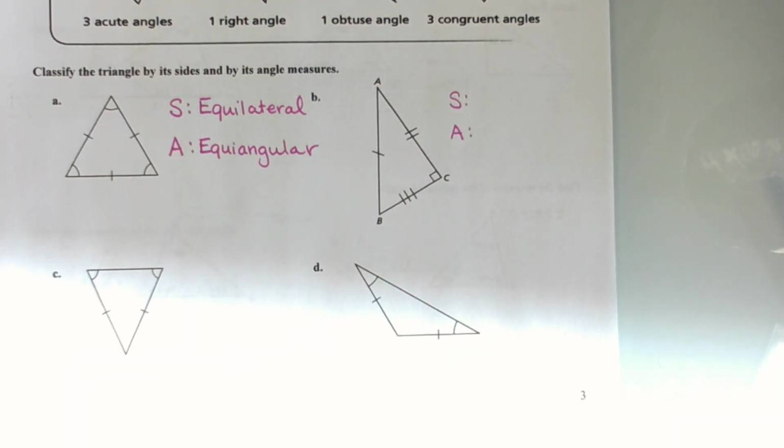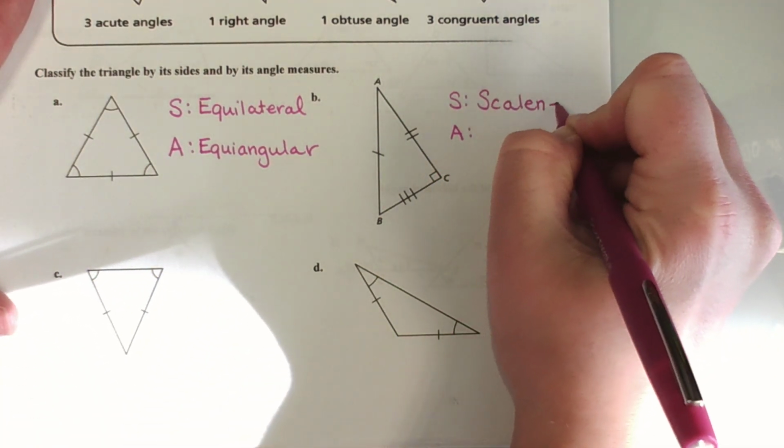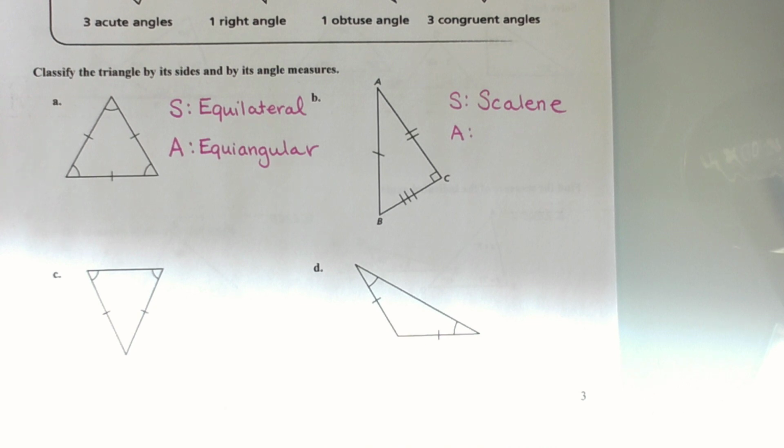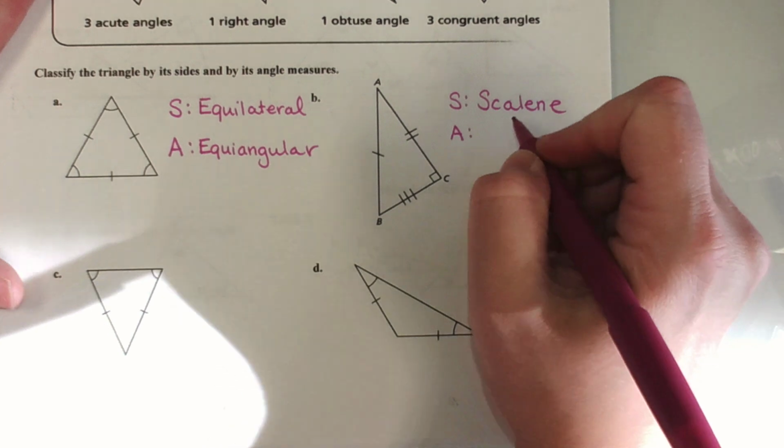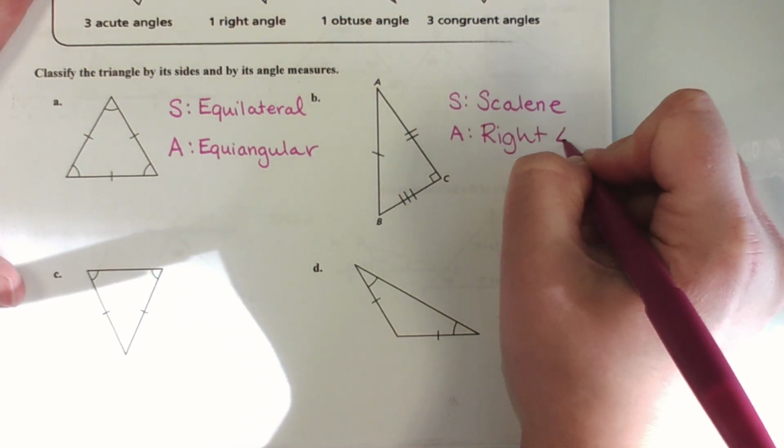Question B. What do you notice about the sides? They're all kind of different. They've got tick marks, but are any of them the same number of tick marks? No. Indicating they're all different. Not isosceles. All three are different. Is scalene. Classify by angles. What do you notice in the angles? I see a right angle. There's a right angle, making it a right triangle.